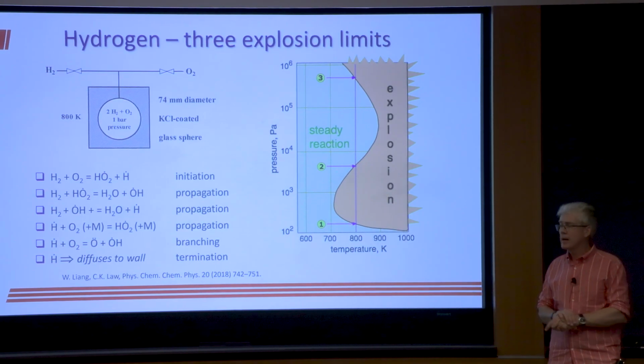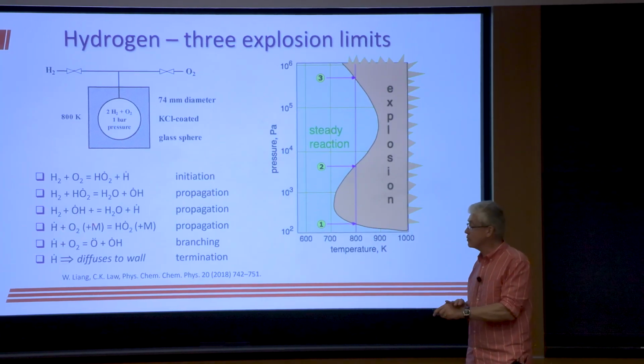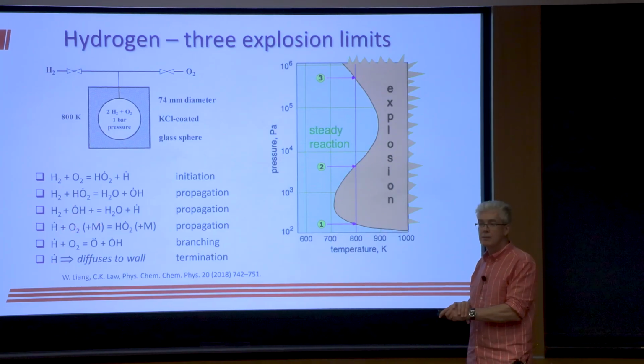Why? Because now the concentration of M is big enough that the rate of this reaction, remember, the rate of this reaction is going to be equal to the rate constant of this reaction times the concentration of H atom times the concentration of O2 times the concentration of M.